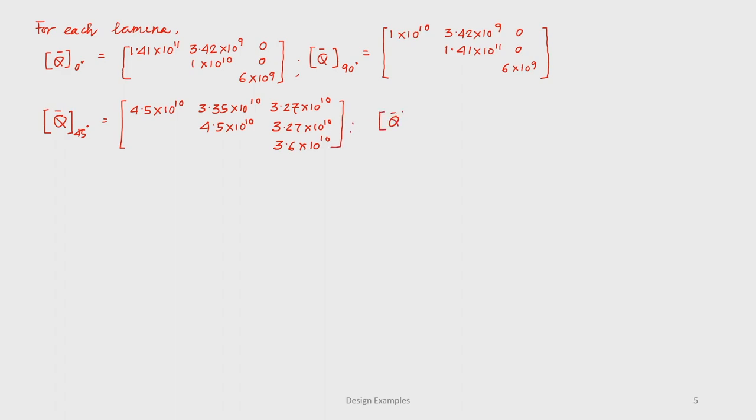Similarly, for minus 45, 4.5 into 10 to the power 10, 3.35 into 10 to the power 10, minus 3.27 into 10 to the power 10, 4.5 into 10 to the power 10, minus 3.27 into 10 to the power 10, and 3.6 into 10 to the power 10. Okay, these are all in Newton per meter square.